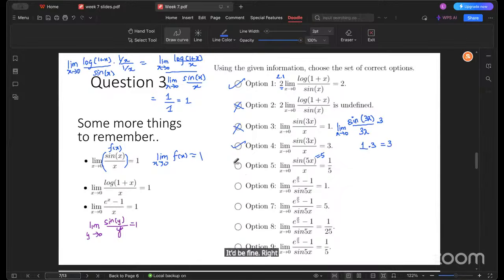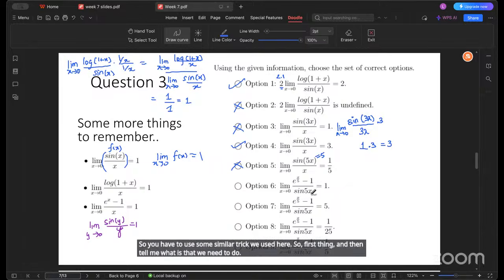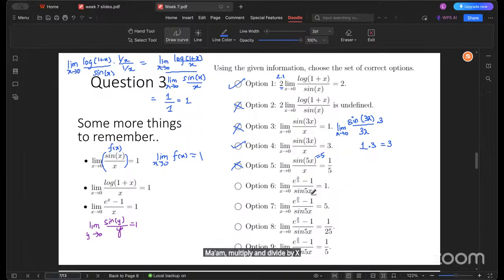Right? Okay. So the next question is combining this and this now. So you have to use a similar trick to what we used here. First think and then tell me what we need to do. Ma'am, multiply and divide by x by 5 so that the sin x is also neutral. Okay, so step by step.